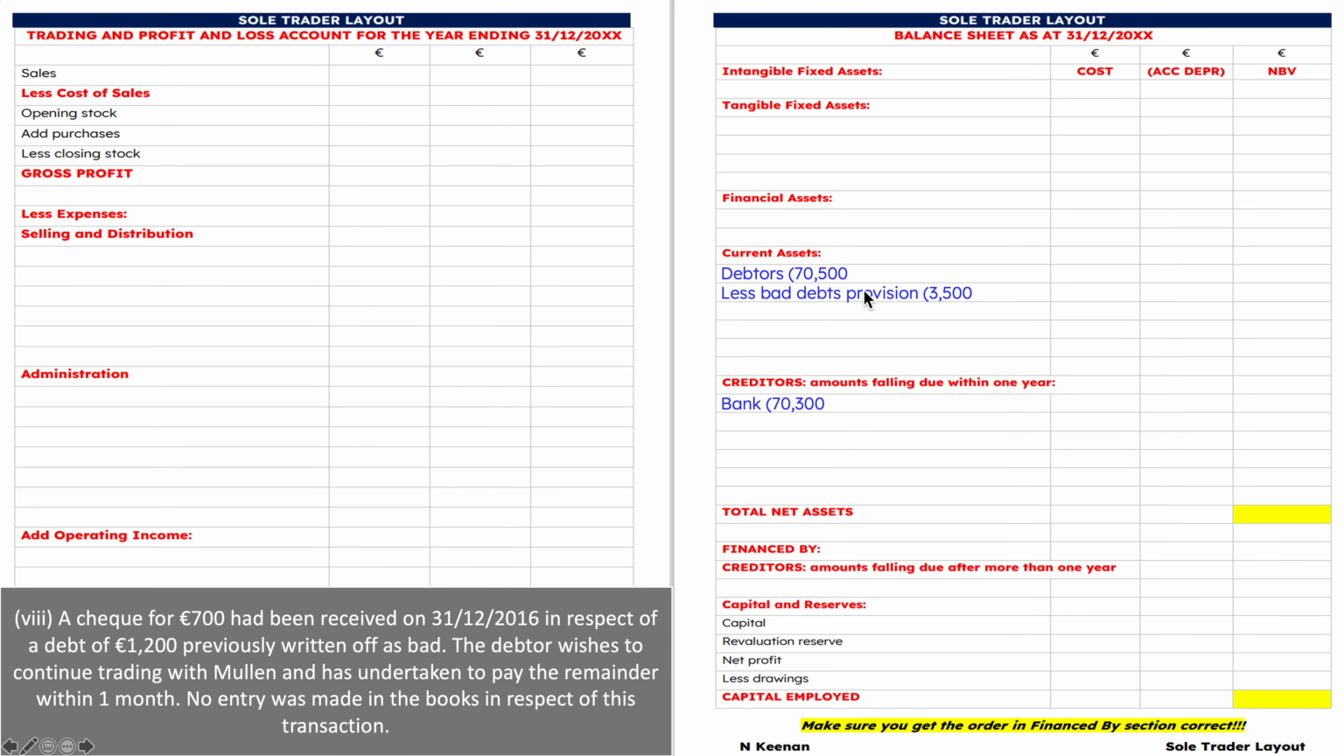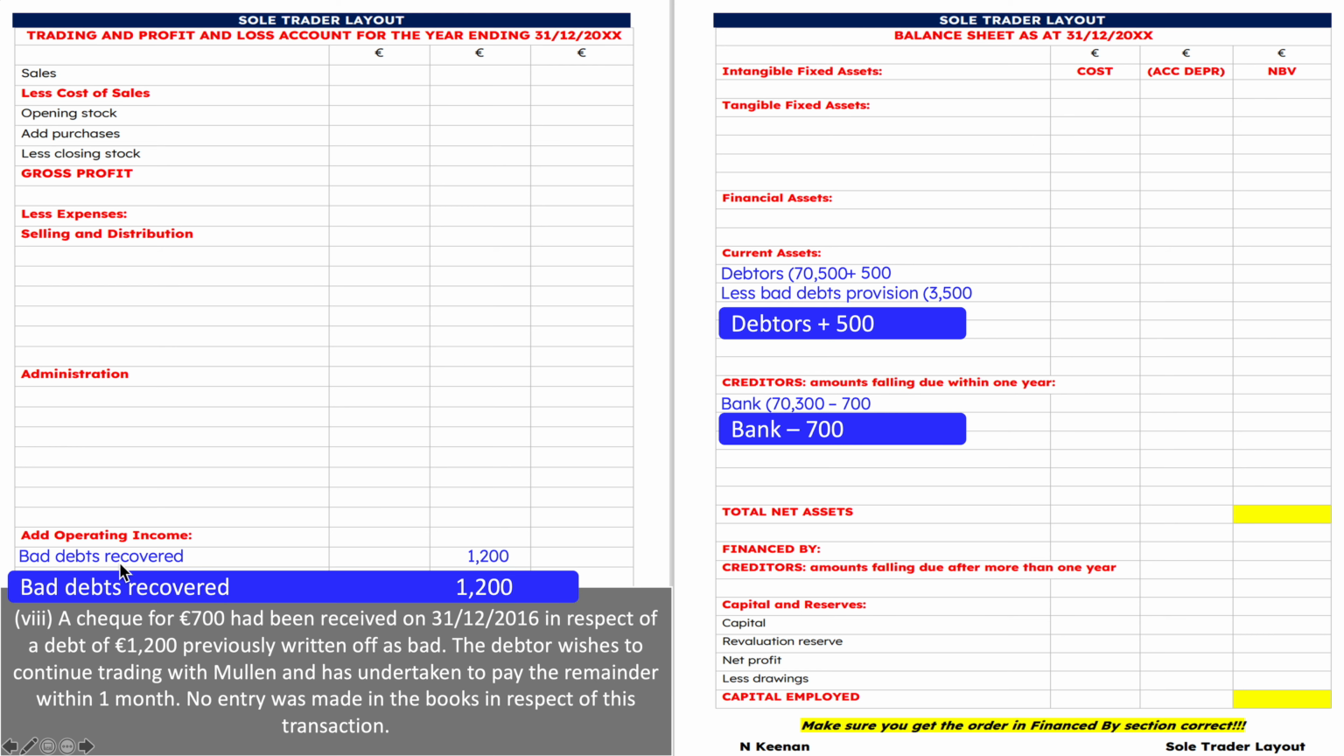So we have to record the cheque for 700 coming in, and that is going to reduce the bank overdraft. So that was on the credit side of the trial balance. So 700 coming in will reduce the overdraft. The amount that the debtor has promised to repay us will be added to the debtor. That is €500 there. Both of those amounts is our bad debts recovered, which we will put into add operating income in the trading profit and loss. So you're putting 100% here, you're putting the amount received into the bank here, and the 500 added back to the debtor there.